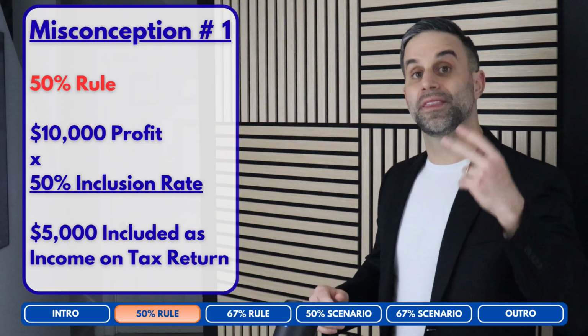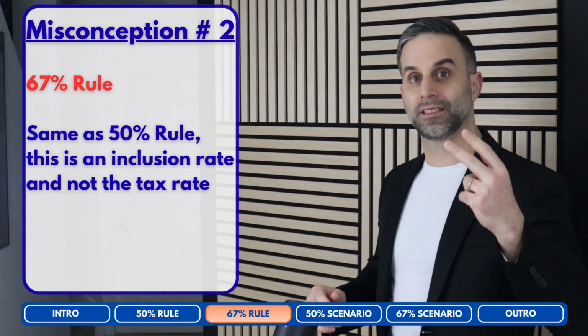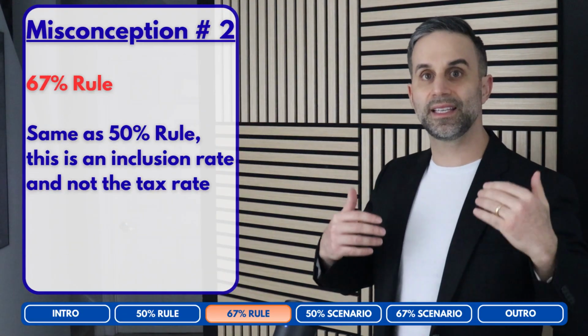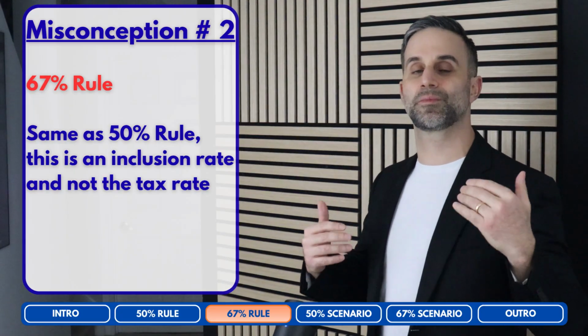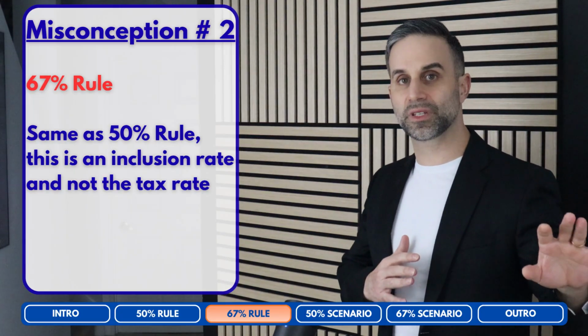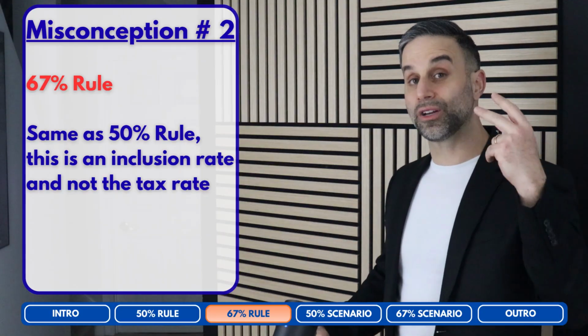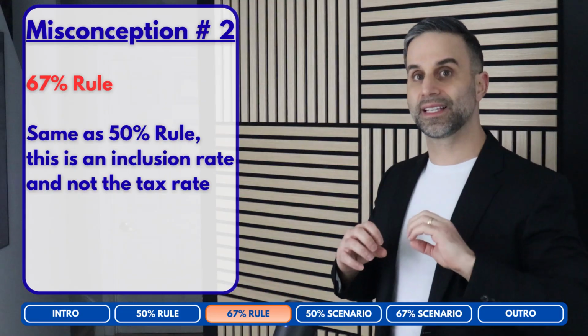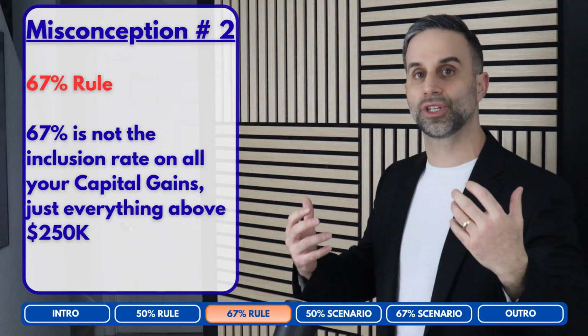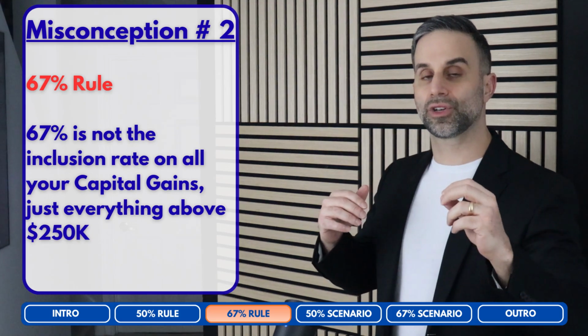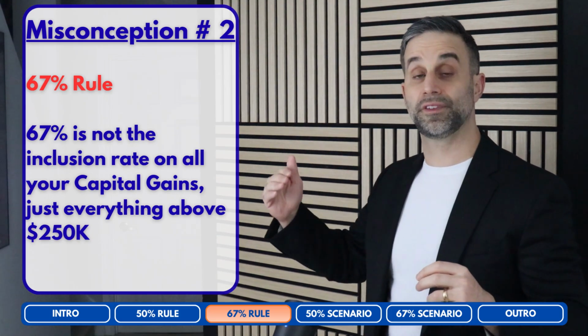Now, how to calculate the taxes on that $5,000, we're going to go over a little bit later on in the video. The second misconception that I'd like to discuss has two parts. Part one is the 67% rule. The 67% rule is just like the 50% rule. This is an inclusion rate. It is not a tax rate. Part two of this misconception: 67% is not the inclusion rate on the entire amount. It is just the inclusion rate on everything above $250,000.